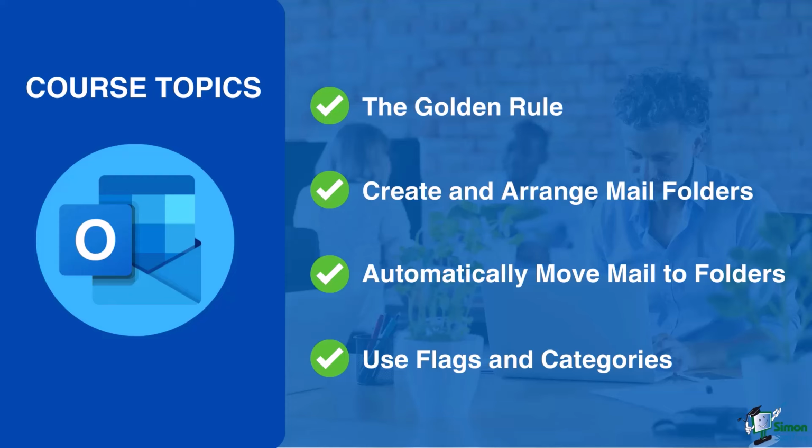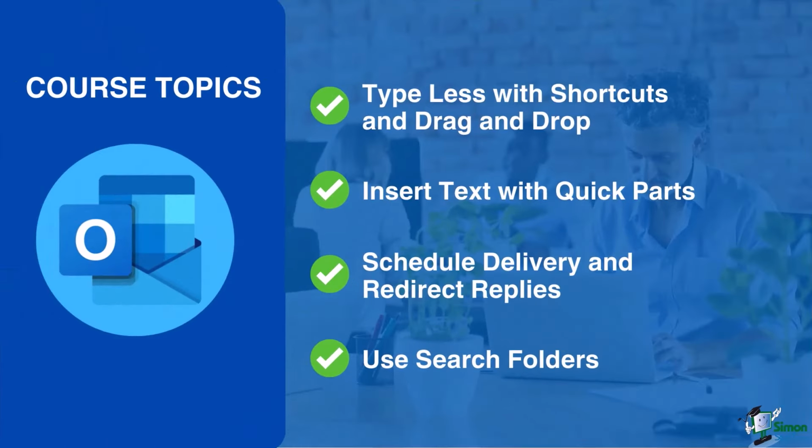We'll talk through using follow-up flags and categories. And I'm going to show you a couple of little tips and tricks, which I've called type less with shortcuts and drag and drop. We'll run through some of the best shortcuts in Outlook. And I'm also going to show you some cool things you can do with drag and drop that you might not know. I'm going to show you how you can insert text really quickly using something called quick parts, which you might not be aware of. And we'll also take a look at how you can schedule emails for delivery at a later date and also redirect your replies to other people.